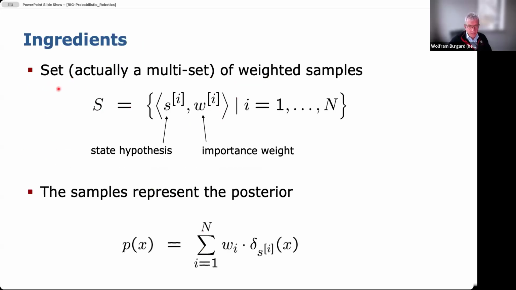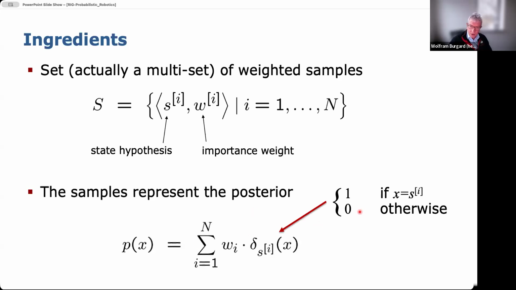In principle, this is a set, actually a multi-set for the mathematicians among you, of weighted samples. So we have a state hypothesis. In the simple case, a robot lives on a plane: this is x, y, and its orientation. And we do have an importance weight. This importance weight is used to represent the importance of every individual sample. That's what we are going to use throughout this algorithm.